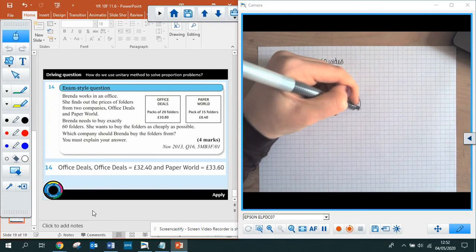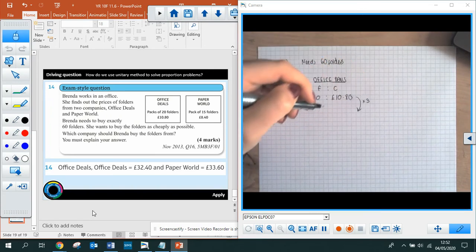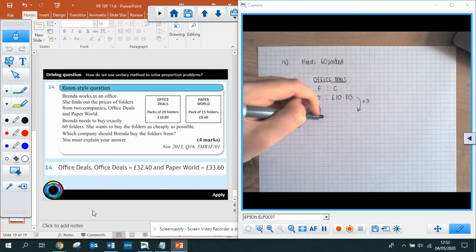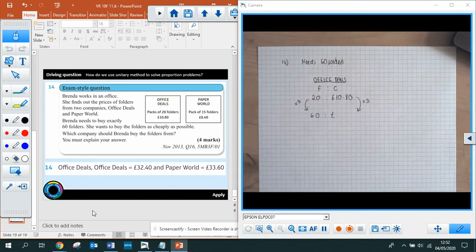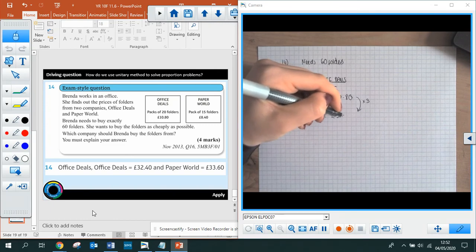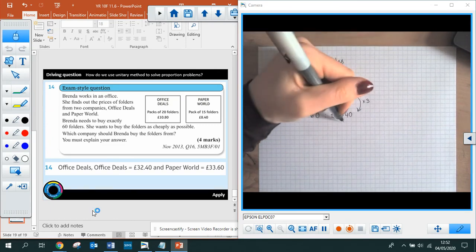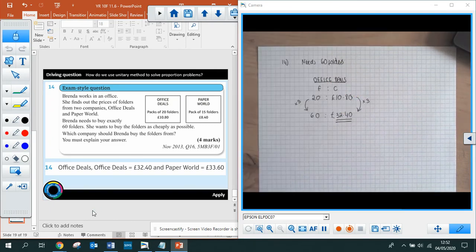Okay, if I multiply both sides by 3, I will have 60 folders, and I will then work out the cost, and that will tell us how much it's going to be if she buys it from Office Deals. The £10.80 multiplied by 3 is £32.40. Okay, so that's the cost of 60 folders if she bought them from Office Deals.